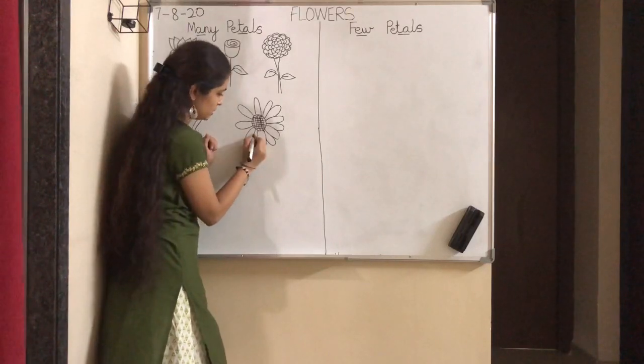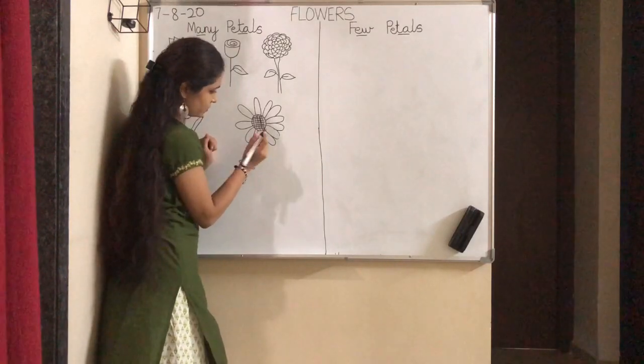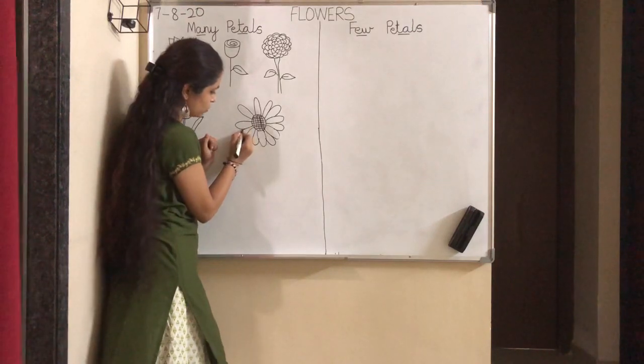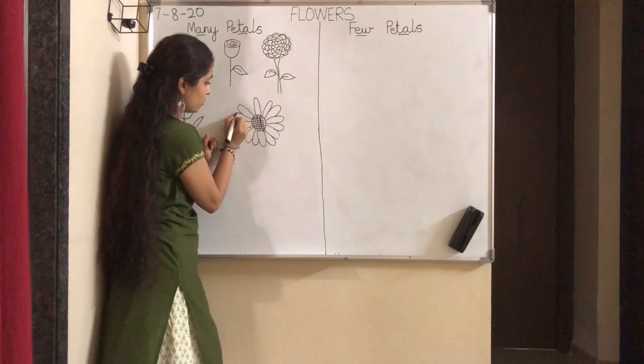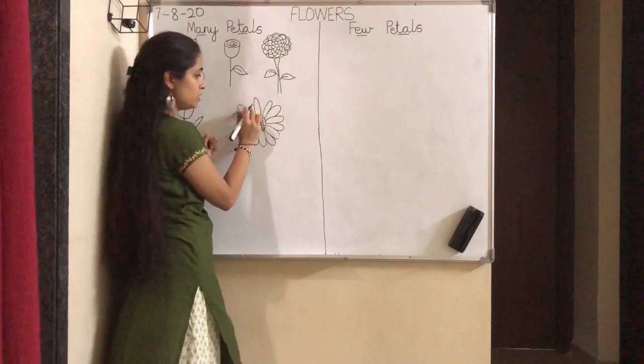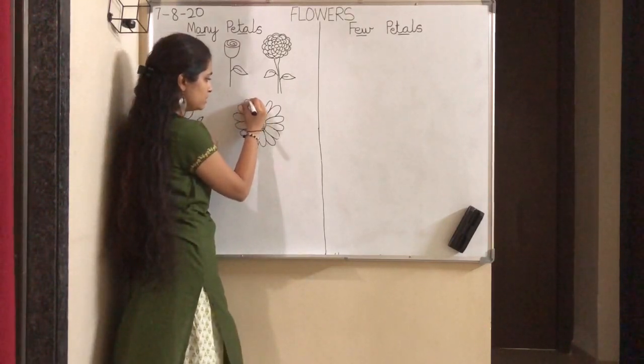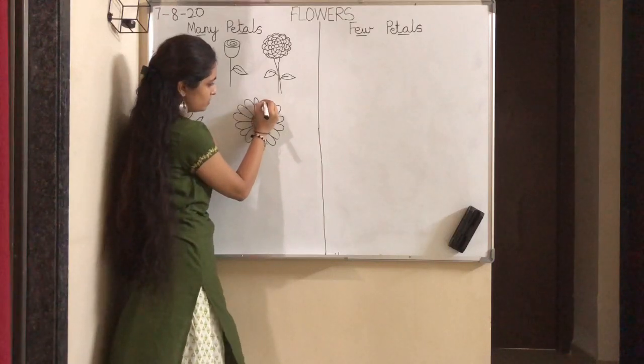Between these two petals draw one more petal. Between these two petals draw one more petal. Between these two petals draw one more petal. And between these two petals draw one more petal and one last petal.